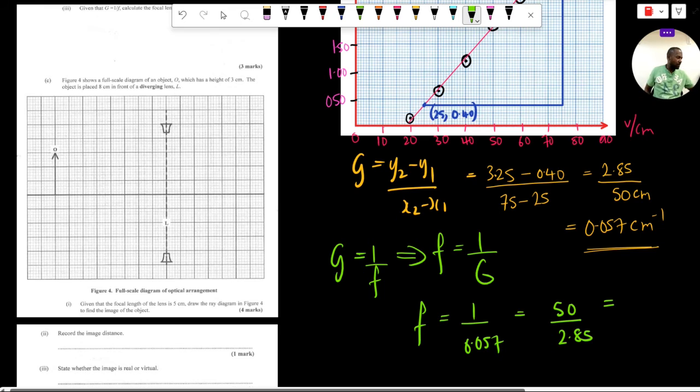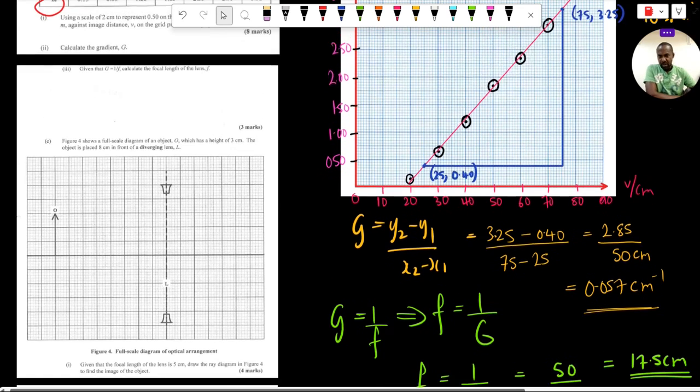And that's going to give us, where is my calculator? 50 divided by 2.85 is approximately 17.5 centimeters. So therefore, the focal length of this lens is 17.5 centimeters, right?